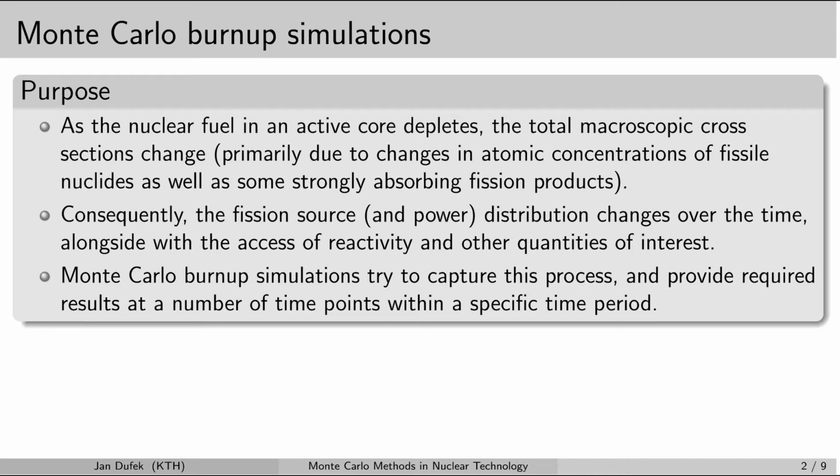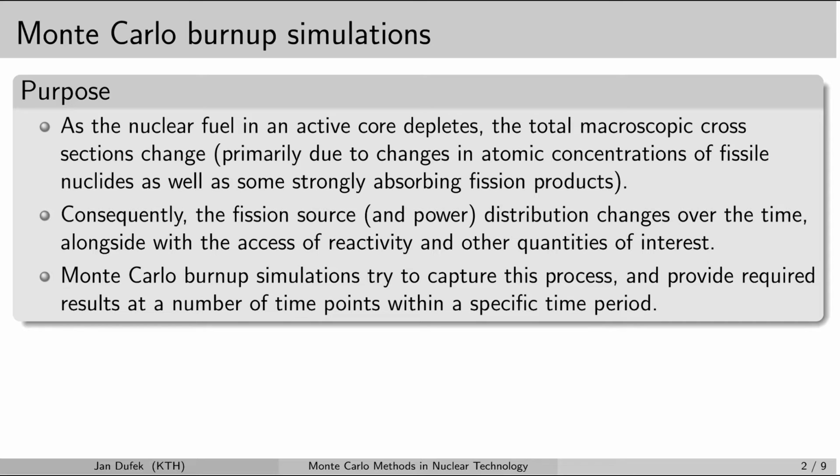Some nuclides decrease their concentrations, such as fissile nuclides, for instance uranium-235, but there are other nuclides which will increase their concentration. The fission products will be created during the fission chain reaction, but also some higher actinides will increase the atomic concentrations. So all this will affect the neutron transport in the system.